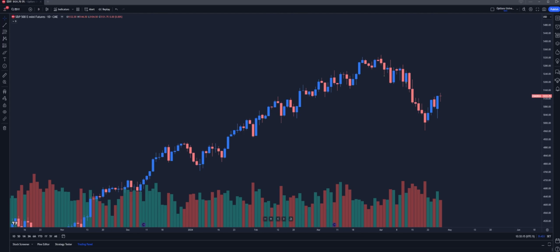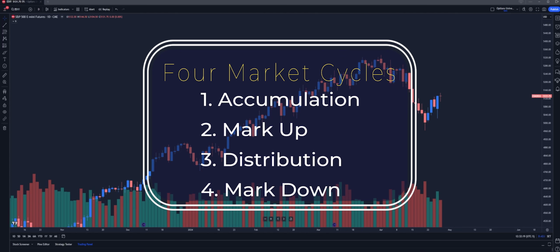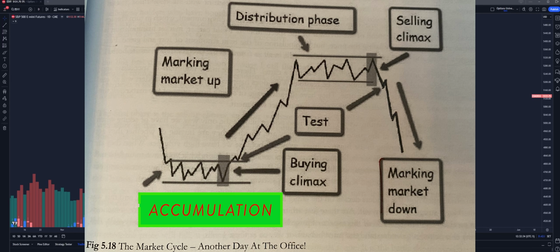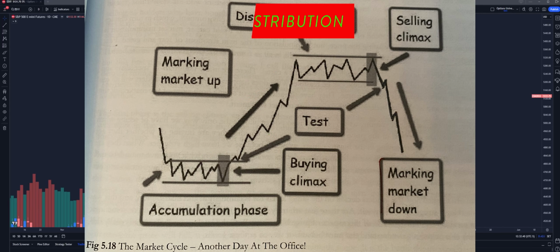There are 4 different market cycles that you need to be aware of: accumulation, markup, distribution, markdown. This graph, figure 5.18 out of the Complete Guide to Volume Price Analysis book, visualizes what this looks like. Accumulation is when buyers step in to break out to the upside out of a consolidation into a markup phase. Distribution is where sellers begin to hit to initiate the shakeout to enter into a markdown phase.